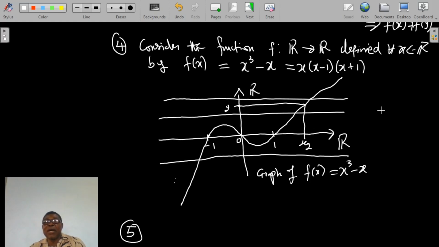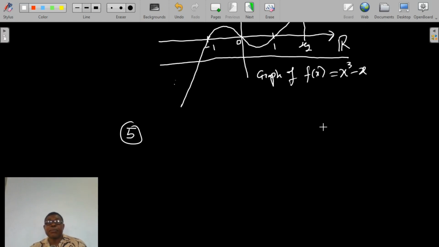But this particular one is giving us a scenario where the curve cuts every horizontal line at least one point, meaning that there is possibility of cutting a particular horizontal line at more than one point. For instance, looking at the horizontal axis, you'll find out that this curve cuts it at more than one point. So this is an example of an onto function that is not one-to-one. Now, look at number 5.